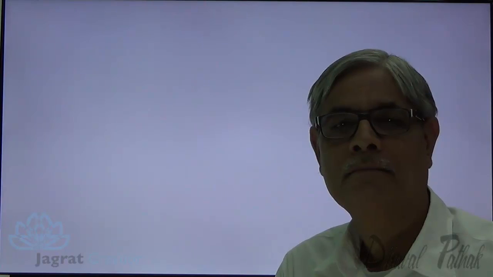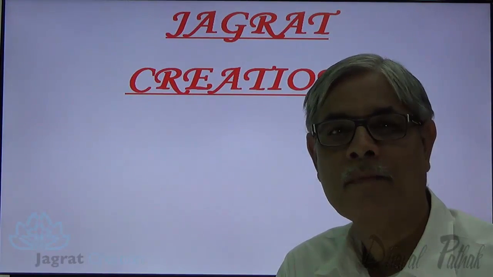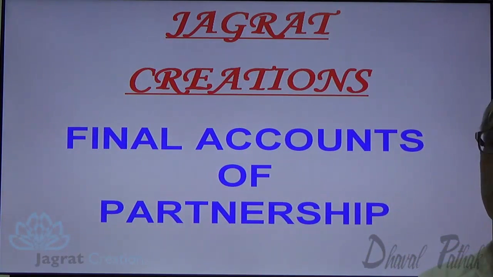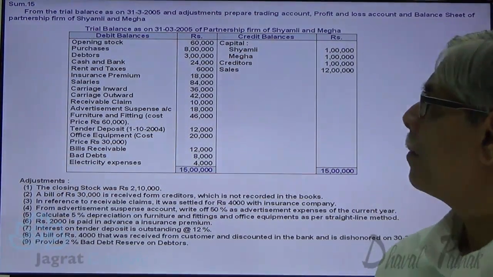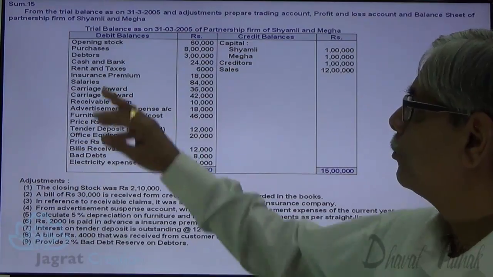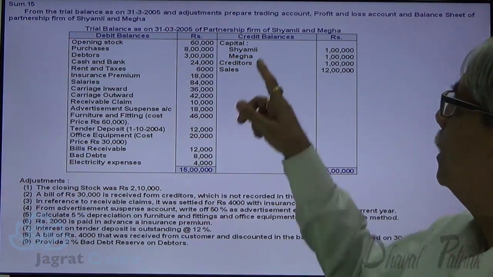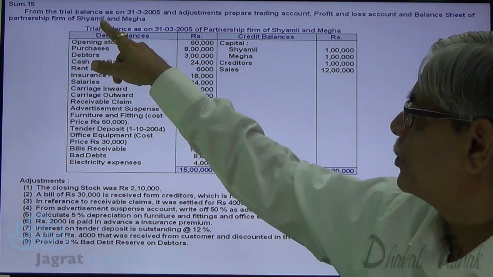Let us start with one sum on partnership final accounts. Please look at the sum on the screen. I read the sum for you. From the trial balance as on 31/3/2005 and adjustments, prepare trading account, profit and loss account and balance sheet of a partnership firm of Shamli and Mega.